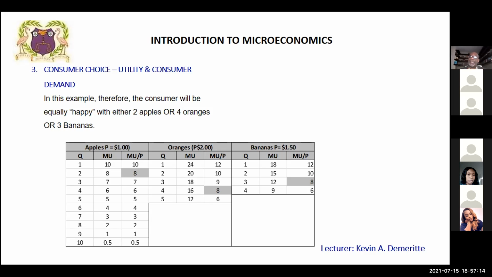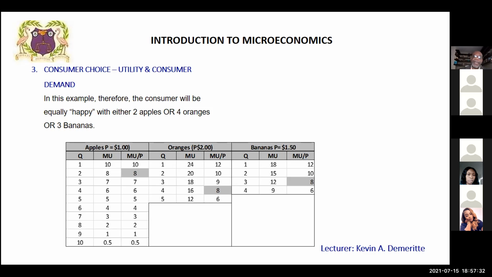So when you're trying to calculate the amount of satisfaction per dollar spent, you take your total satisfaction and you divide that by how much you spend for that orange. So that's 24 divided by my $2, and we end up with 12 units of satisfaction per dollar.